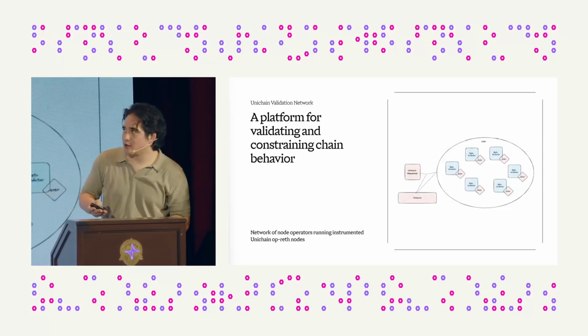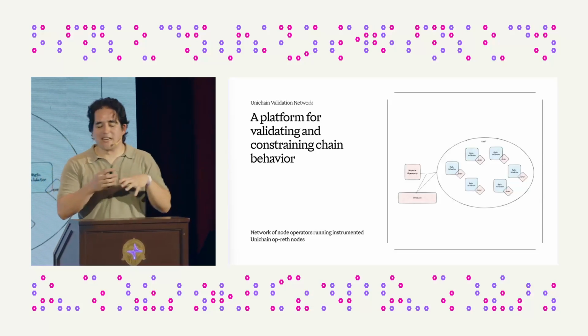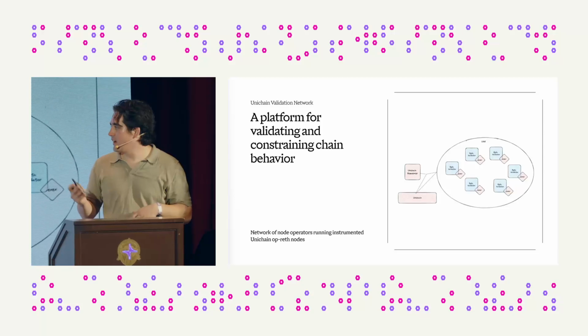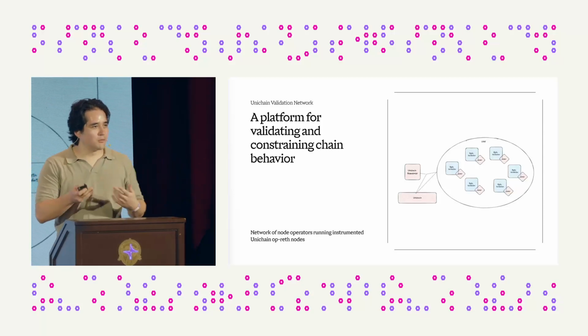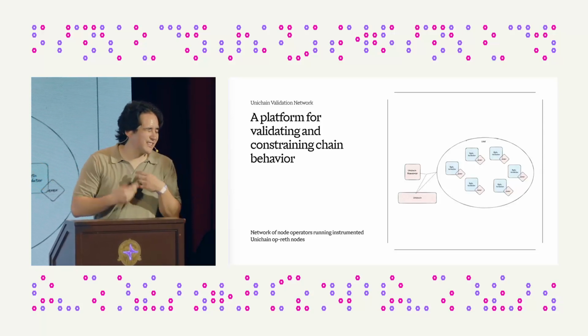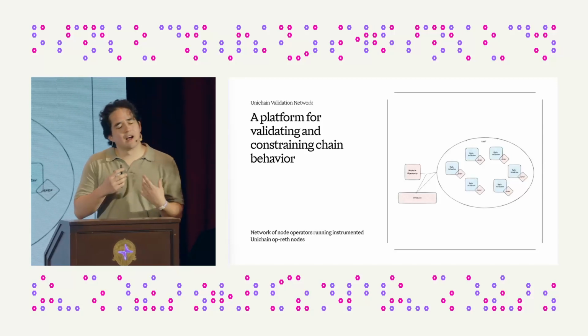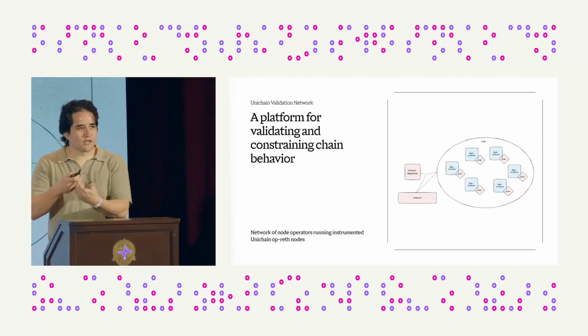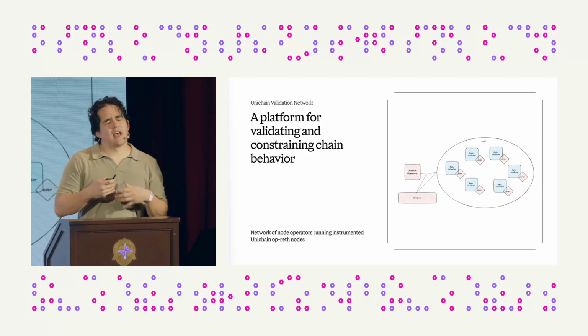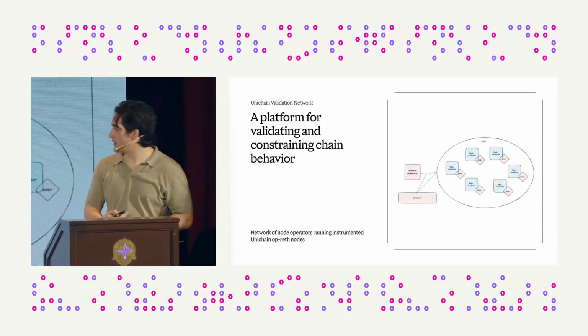I'll do a similar thing here for the Unichain validation network. Again, it's a platform for validating and constraining the overall chain behavior. And the idea is probably something y'all are relatively familiar with, where there's a set of nodes that are running some kind of instrumented version of the Unichain software that runs extra checks or extra services and so on, and they are incentivized to do so in the standard way of the chain.